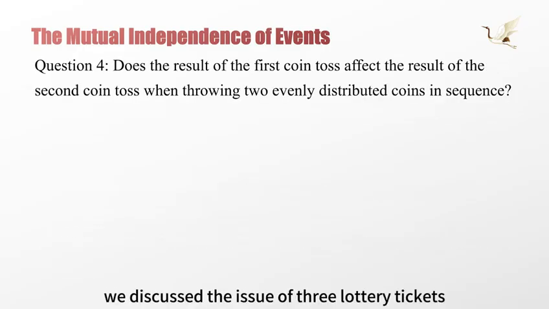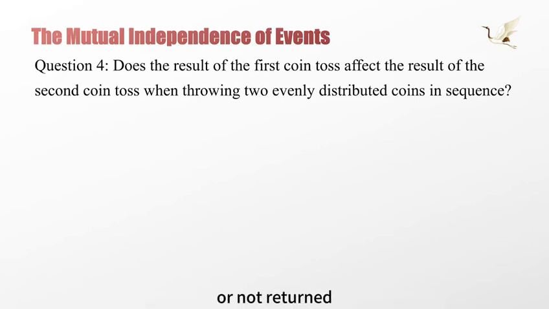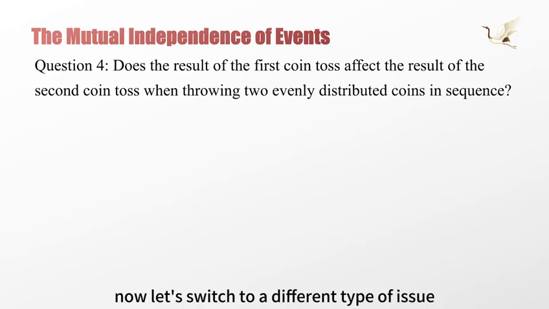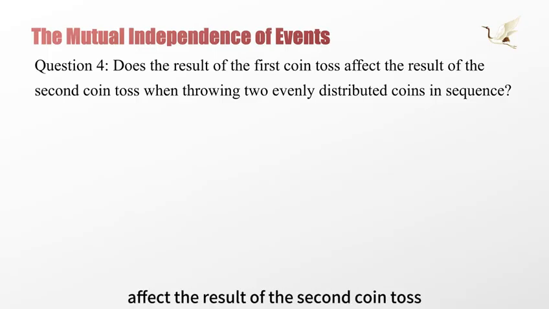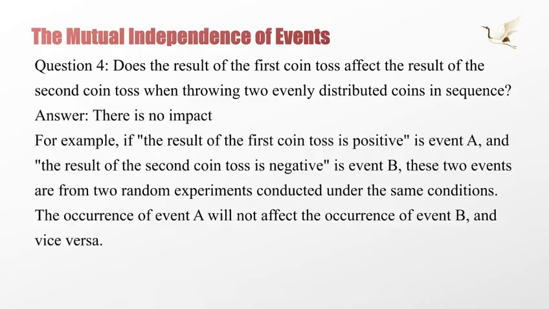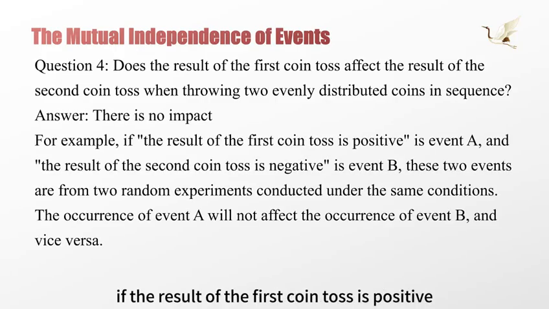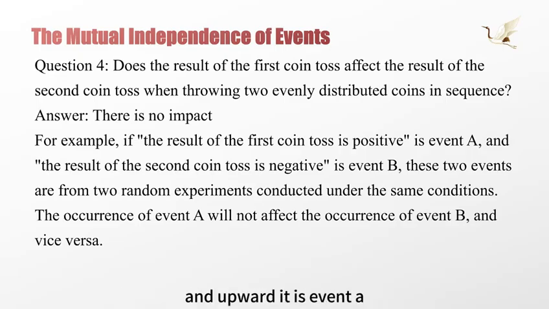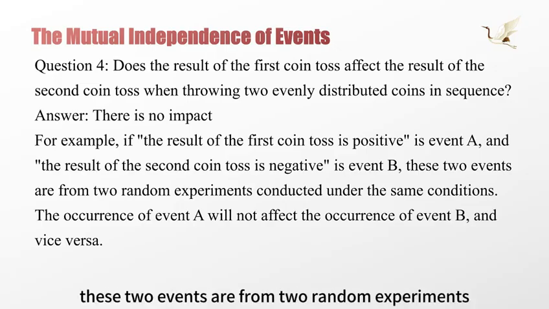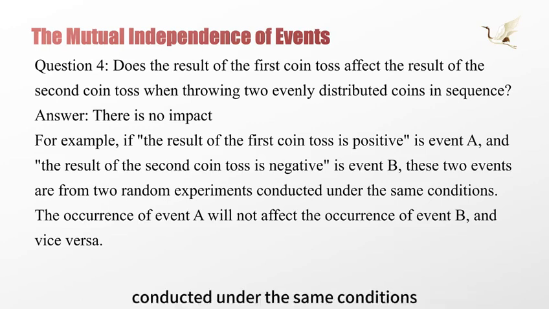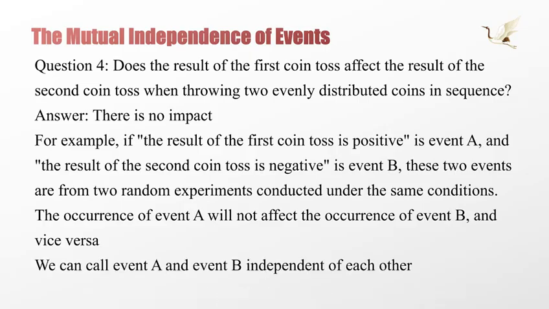Just now we discussed the issue of 3 lottery tickets being returned or not returned. Now let's switch to a different type of issue. Please refer to question 4. Throw 2 evenly distributed coins one after another. Does the result of the first coin toss affect the result of the second coin toss? Please think about it. There should be no impact. For example, if the result of the first coin toss is heads up, it is event A. If the result of the second coin toss is tails up, it is event B. These 2 events come from 2 random experiments conducted under the same conditions, so the occurrence of event A will not affect the occurrence of event B, and vice versa. We can call event A and event B independent of each other.